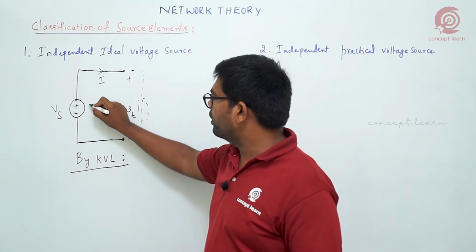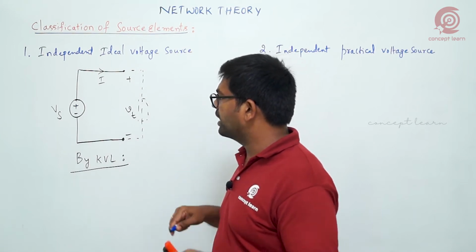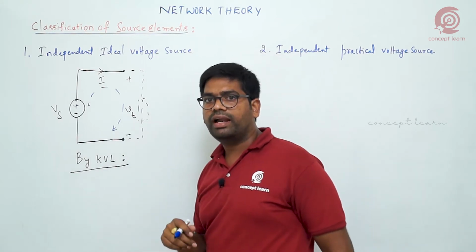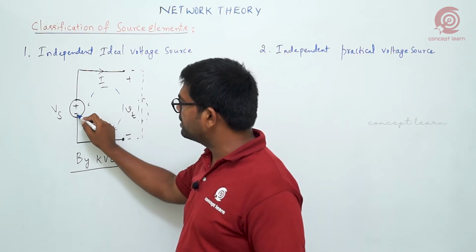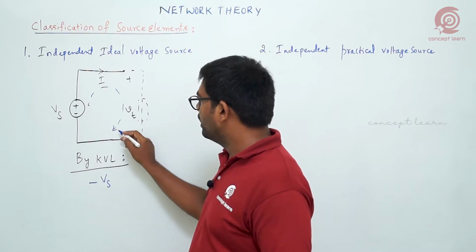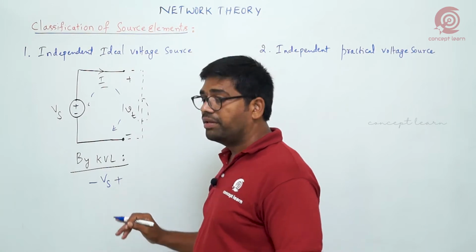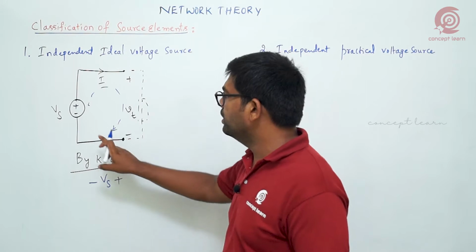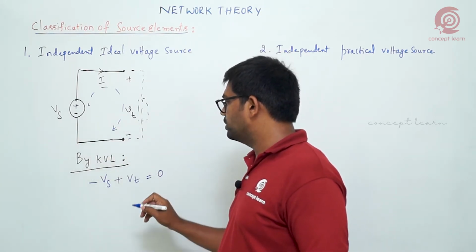Suppose I am following this current direction, so how to indicate the polarity for that particular voltage? If current is entering into the negative terminal, I am assuming a negative sign, and current entering into the positive terminal, I am assuming a positive sign, because I am writing the algebraic sum of voltages in the closed path is 0. Only these are the voltages available here. So plus Vt is equal to 0, right?